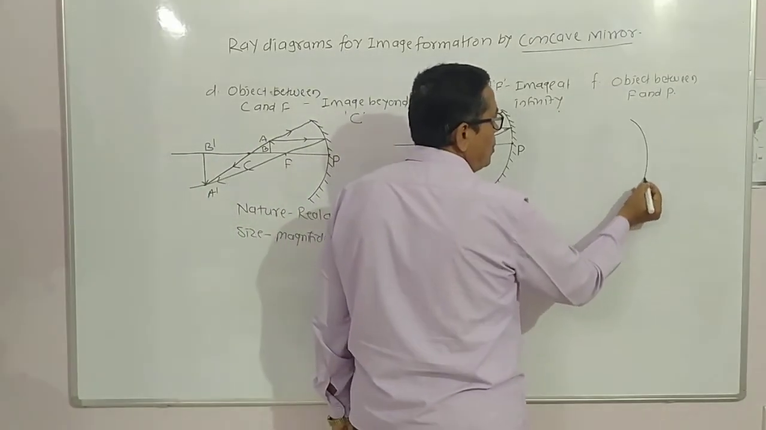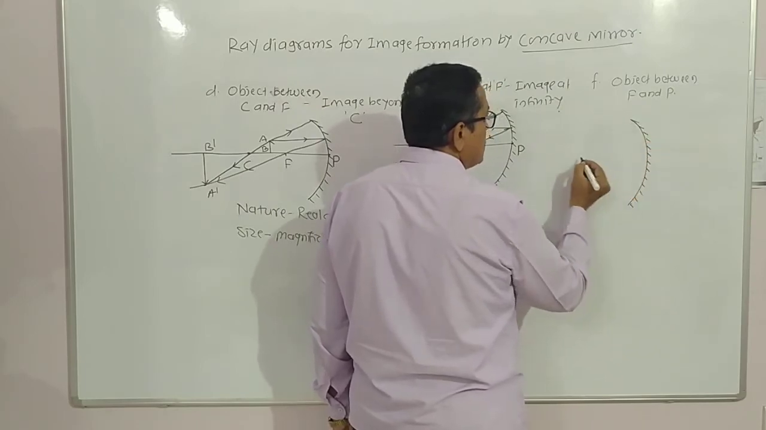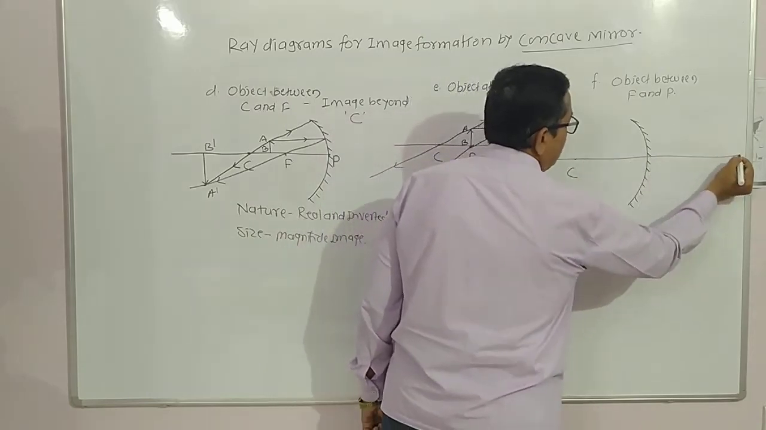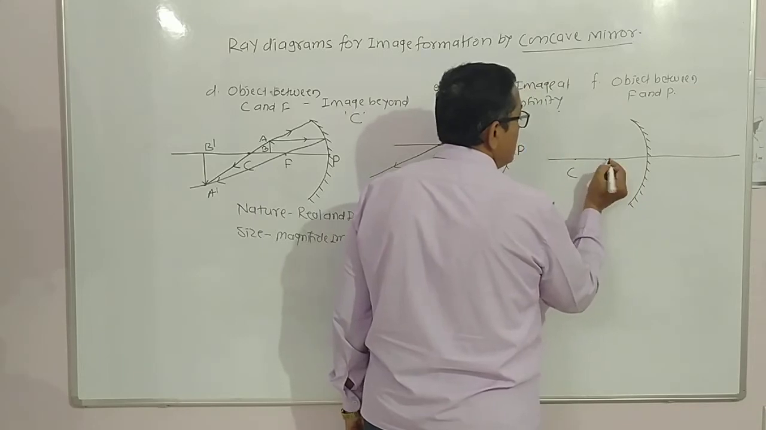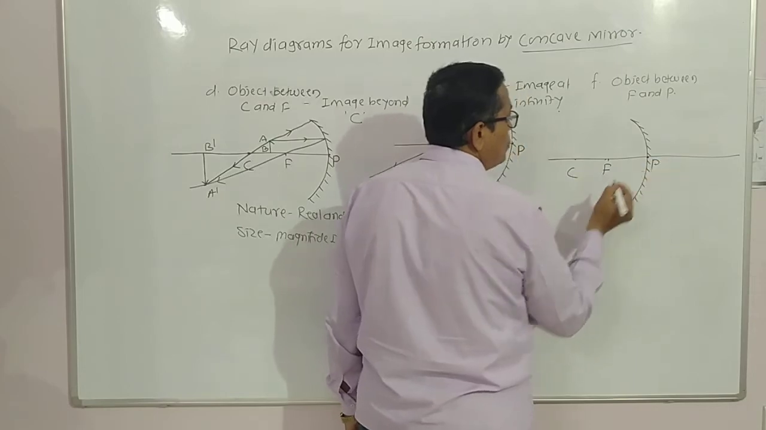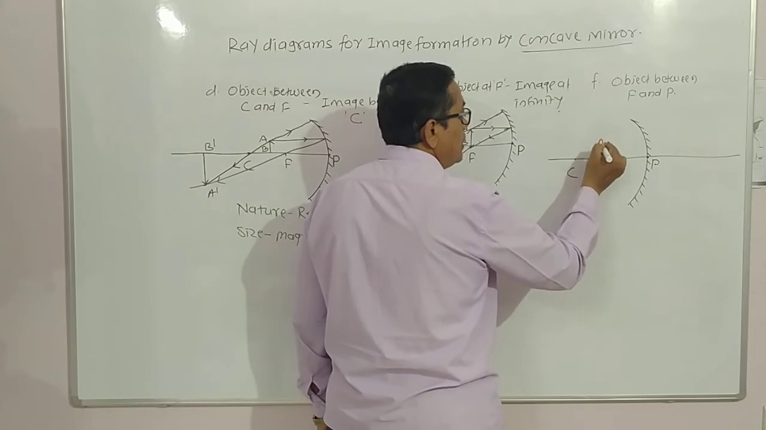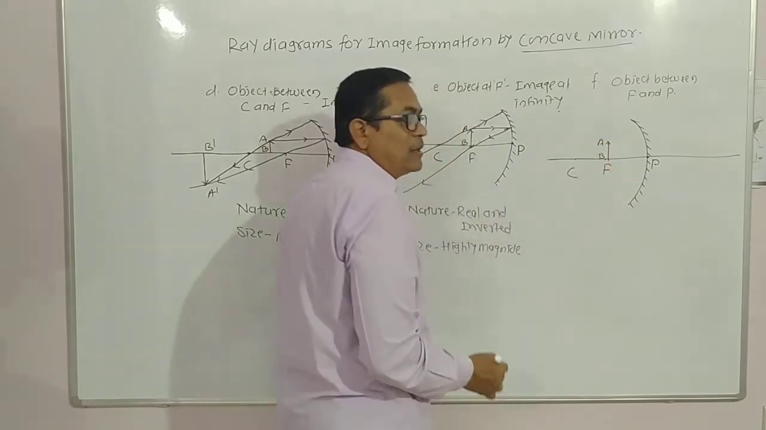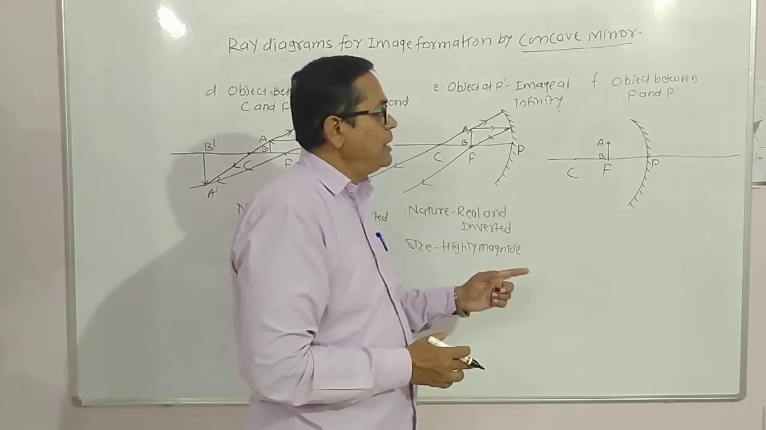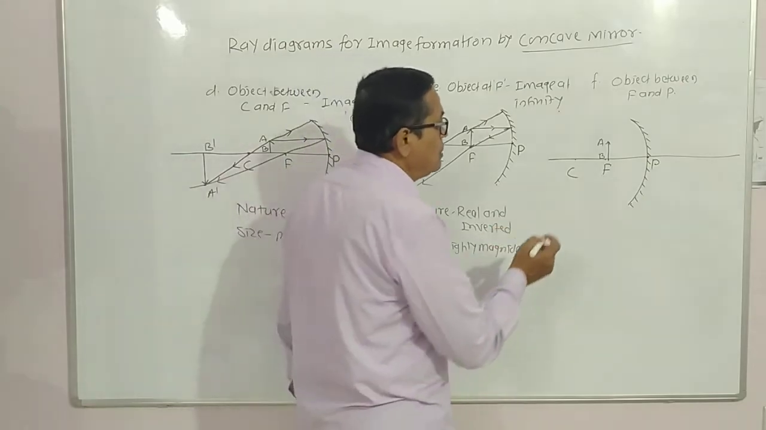Here concave mirror, here center of curvature and principal axis, here focus of the mirror and here pole. AB is the object. Here we use rule number 4, that is light ray directed towards the pole, and it obeys the laws of reflection.